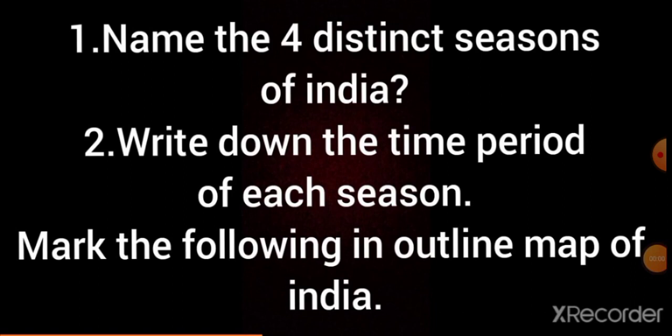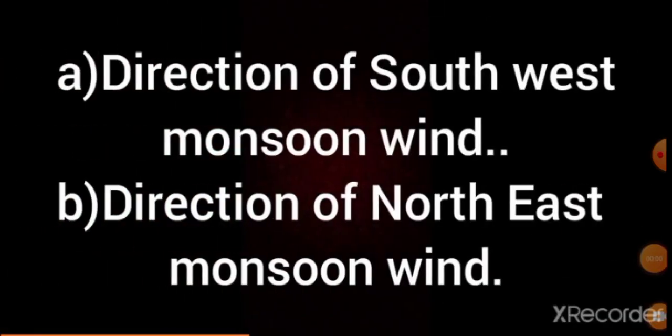Then the next work is map work. Mark the following in an outline map of India. In the first map, you have to mark the direction of the southwest monsoon wind. In the second map, you have to mark the direction of the northeast monsoon wind.